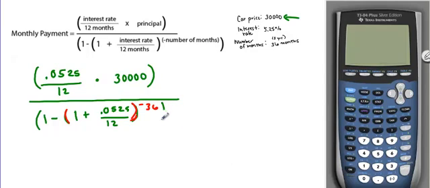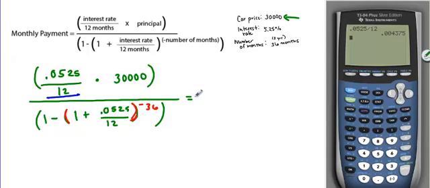So this is just the formula to calculate it. So I'm going to start with doing this in baby steps. The first thing I'm going to do is just calculate this piece, the interest rate for each month. So I'm going to take 0.0525 and I'm going to divide that by 12. And I'm going to get 0.004375.